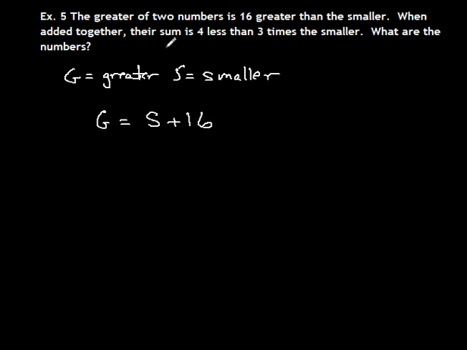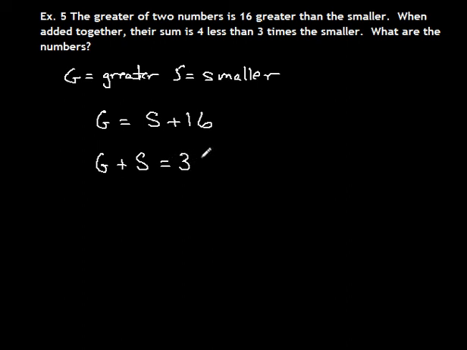When added together, so when the greater number is added to the smaller number, their sum, just making sure that I did all the problems here. Oops, I skipped the problem. Oh well. Their sum is 4 less than 3 times the smaller. So their sum is 4 less than 3 times the smaller.